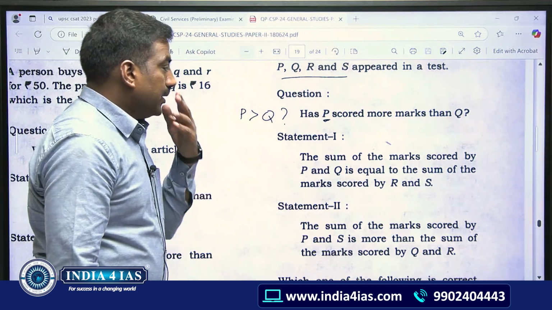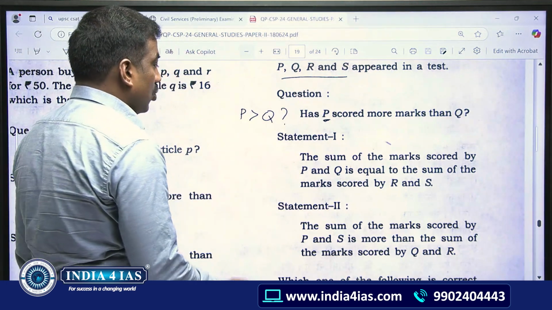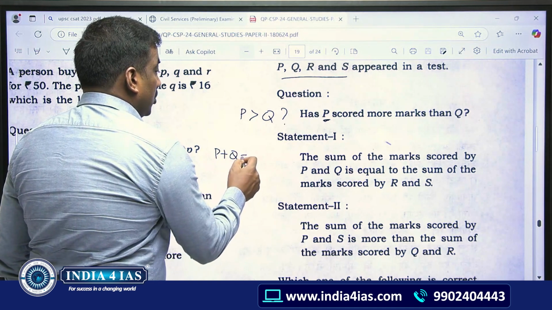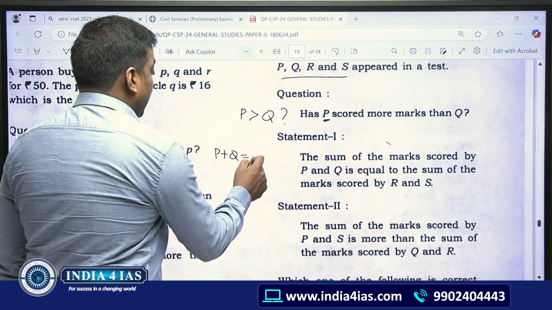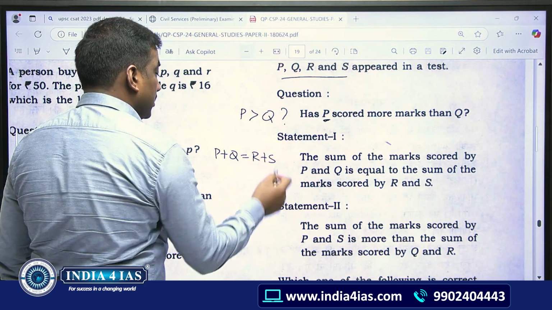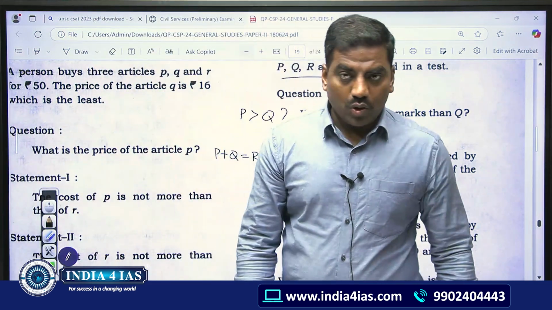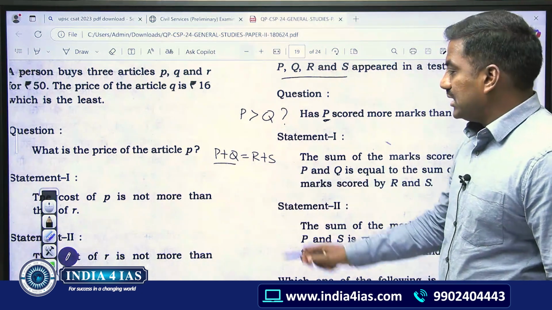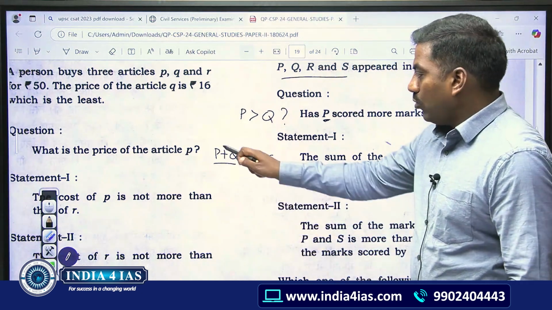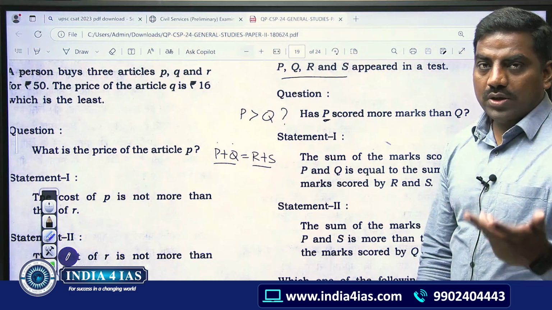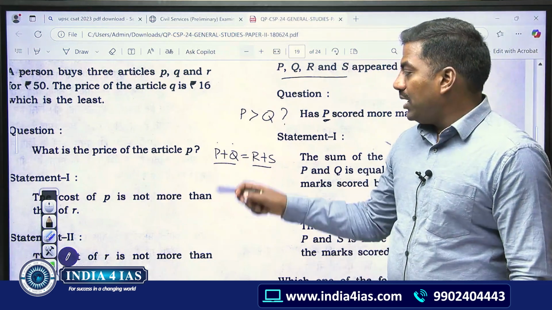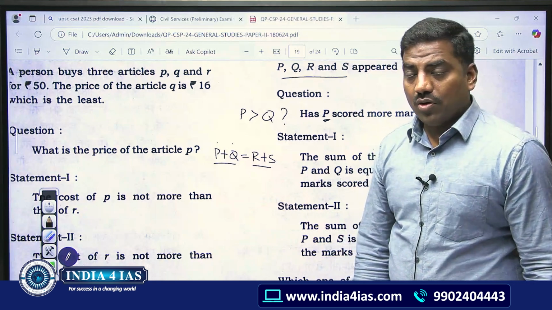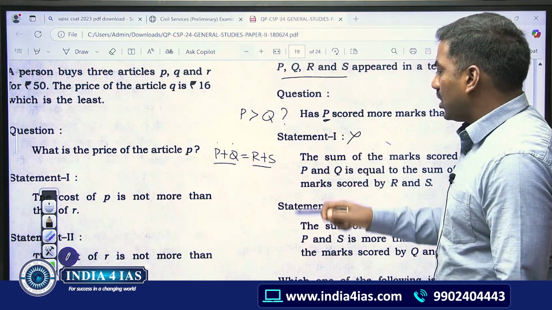Now look at the statement. The sum of the marks scored by P and Q is equal to the sum of the marks scored by R and S. So with this statement 1 alone, we can conclude P and Q together is equal to R and S. But how much P has scored and how much Q has scored, we don't know. It can be anything: P less Q more, Q less P more, or both of them equal. We never know. So with statement 1 alone, we cannot answer.